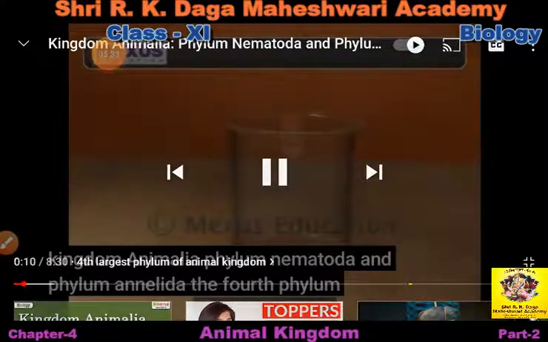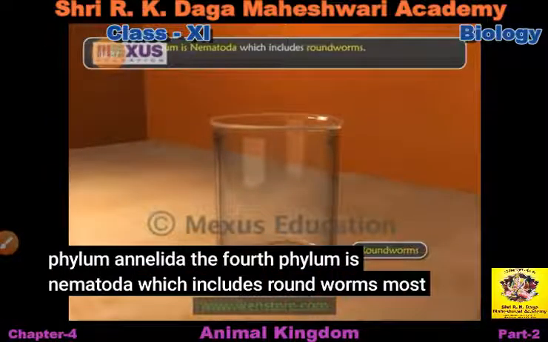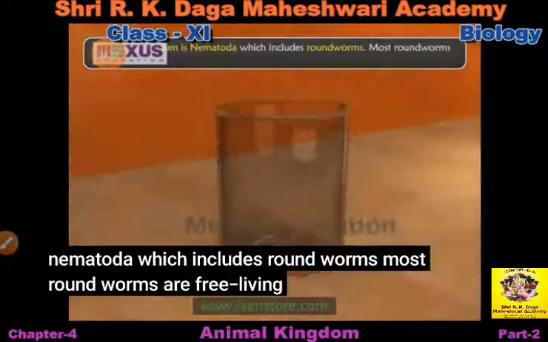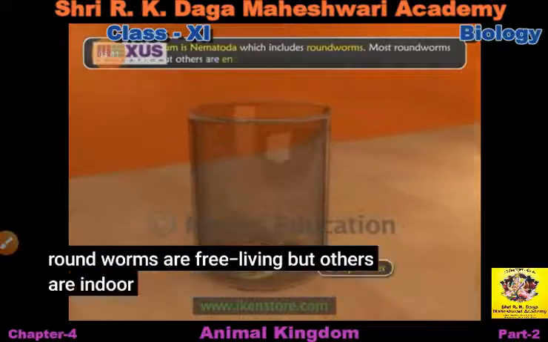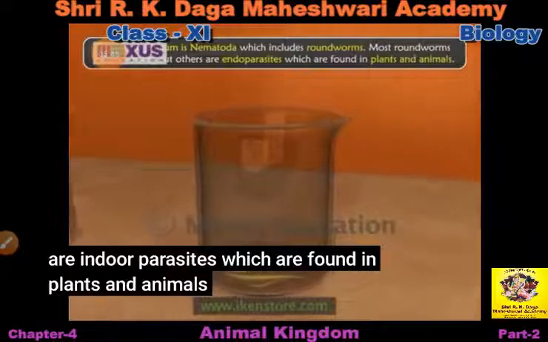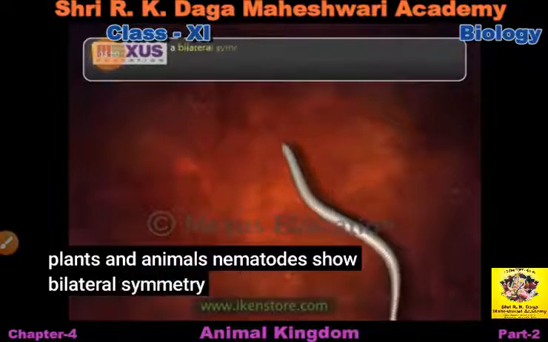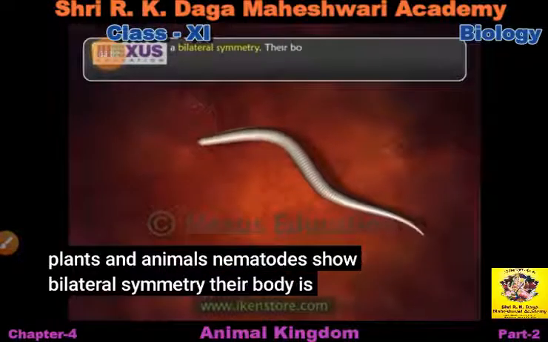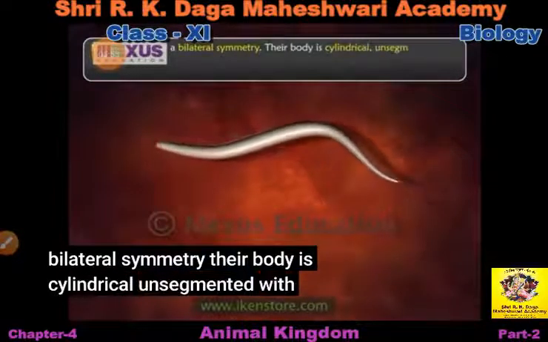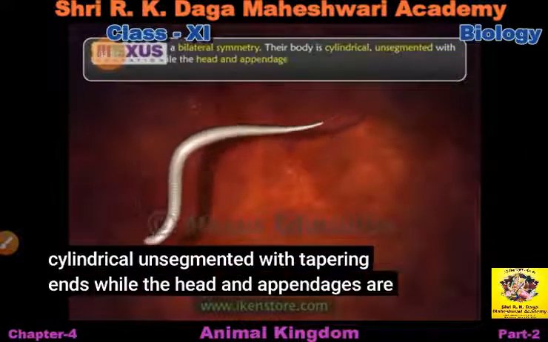The fourth phylum is Nematoda, which includes roundworms. Most roundworms are free-living, but others are endoparasites, which are found in plants and animals. Nematodes show a bilateral symmetry. Their body is cylindrical, unsegmented with tapering ends, while the head and appendages are absent.